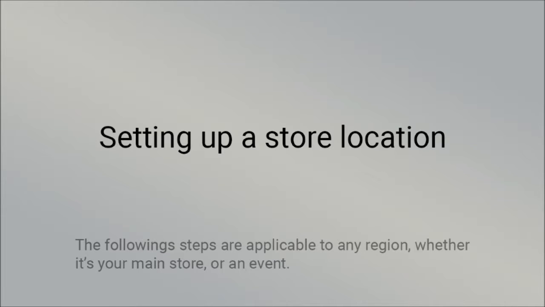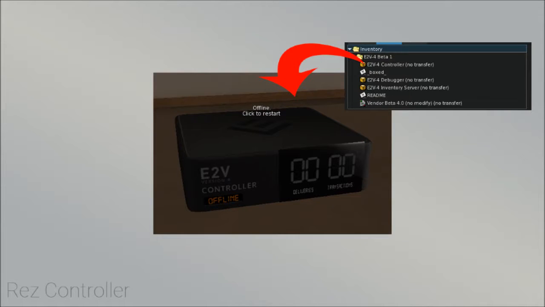Note that these steps apply to any store location, whether it's a permanent main store, a satellite store, or just a few vendors at an event location. First, rezz the controller object anywhere on the region you wish to have vendors. Distance from the vendors doesn't matter. You can rezz it under the floor, behind a wall, or even in the sky. The controller will be offline when first rezzed.